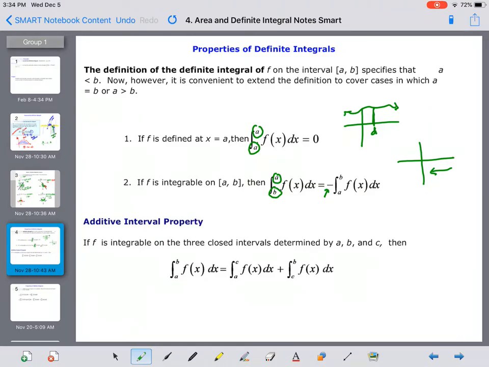Okay. The next one is the additive interval property, and what that says is, we've actually already been doing this. Let's say we have a graph that looks like this, and I want to go from here to here. I can choose to split it up in the middle and calculate from A to C and then C to B. We did that in our previous examples. The biggest thing to keep in mind is that wherever this one leaves off, the next one picks up. Okay.